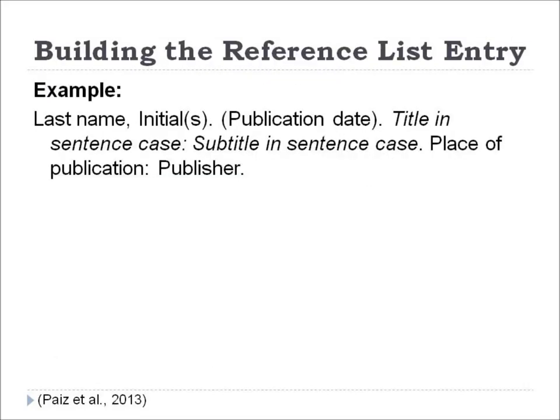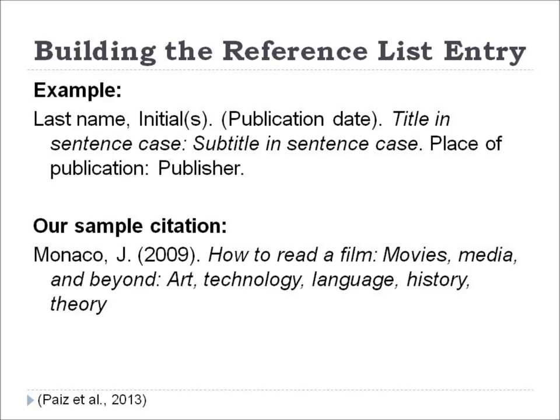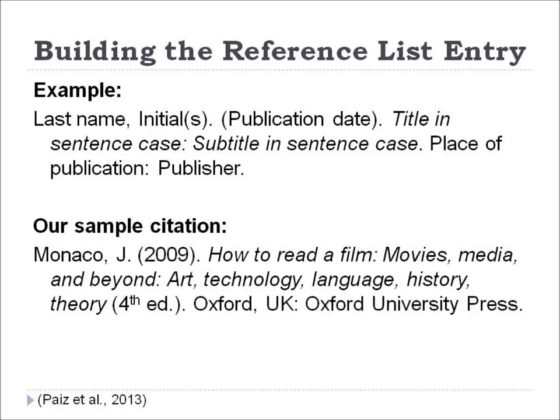Now that we have all necessary information, we can begin building our reference list entry. Note from the example that we start with the author's last name, followed by his first initials. We then add the date of publication in parentheses. Next is the title italicized. Note that only the first word of the title and the first word of the subtitle are capitalized. Proper nouns will also be capitalized. Finally, we have the place of publication, followed by a colon and the publisher. Because our book has more than one edition, we include the edition number in parentheses after the title.